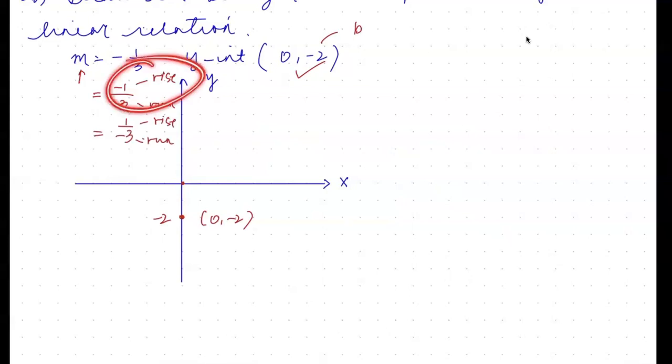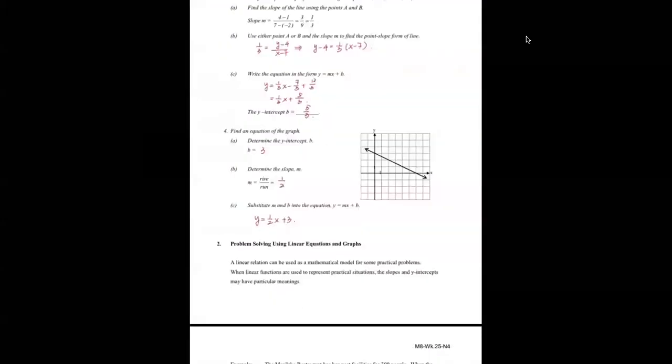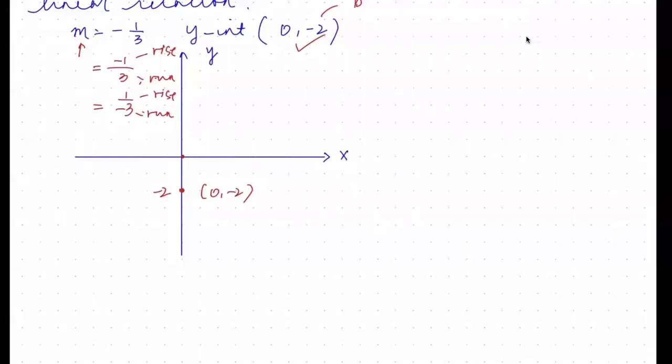Let me just try the first one. So this is 0, -2. If we go with this, then the rise is -1, which means we need to go down by 1 unit. So this is the starting point, and we go down here. Run is 3, which means we need to go to the right by 3 units. 1, 2, 3. So the final point is here. This is the other point.